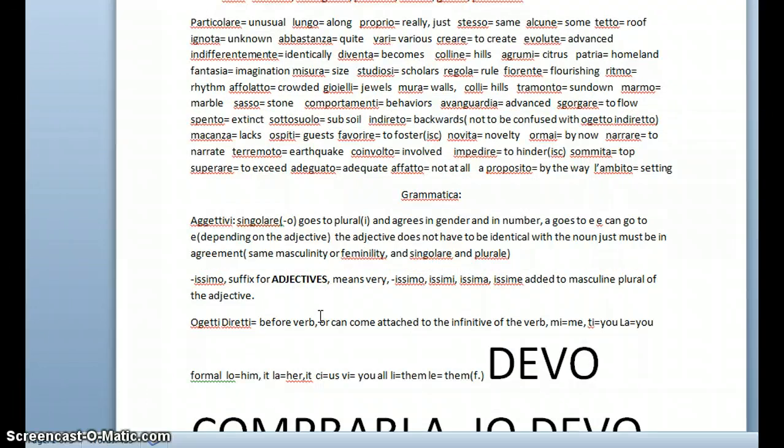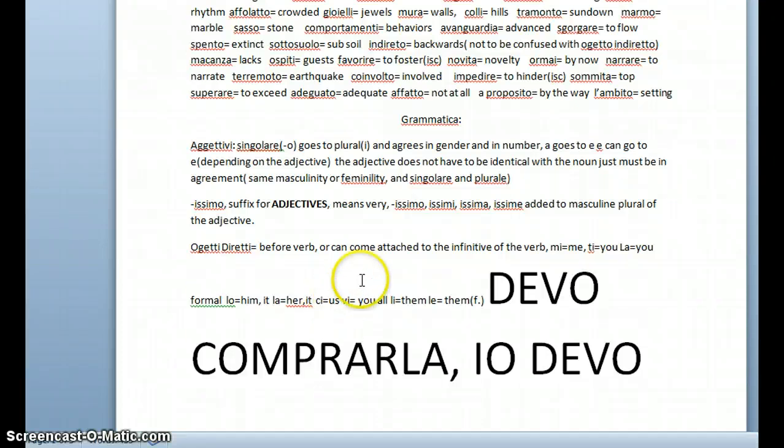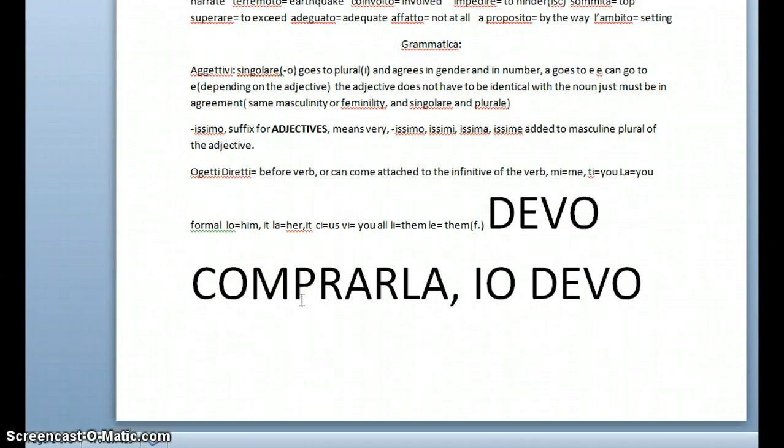And then we're also going to cover oggetti diretti, direct objects. Now in English, direct objects are like, I have a book. I have it. It is the pronoun of it. But the book would be the direct object. And then we have formal, which you don't exactly entirely need to know. It will be used dependent on your situation. If you're talking to a teacher, it should be formal, with friends, informal.